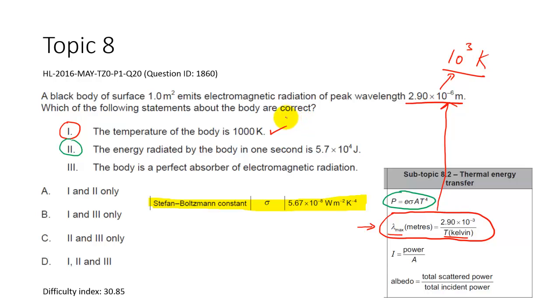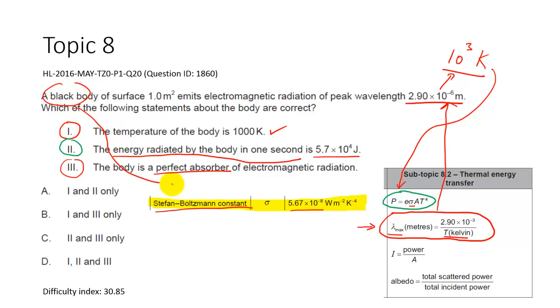As for statement 2, you just have to substitute this back into this equation for calculating the power, because this is basically talking about the power. If you do that, together with this constant, the Stefan-Boltzmann constant, you can also get the number for this. And as for statement 3, because it said it's a perfect absorber, this is basically talking about a black body. So the answer will be D.